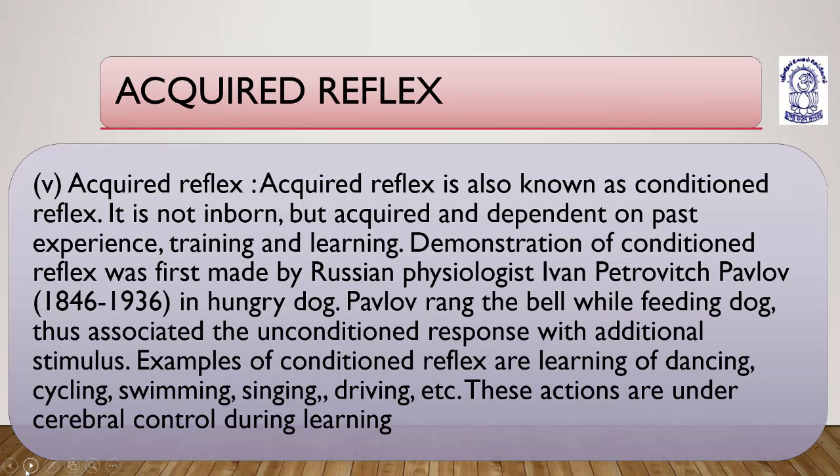Acquired reflex is also known as conditioned reflex. It is not inborn, but acquired and dependent on past experience, training, and learning. Demonstration of conditioned reflex was first made by the Russian physiologist Ivan Pavlov in a hungry dog. Pavlov rang the bell while feeding the dog, thus associating the unconditioned response with an additional stimulus. Examples of conditioned reflex are learning dancing, cycling, swimming, singing, and driving. These actions are under cerebral control during learning.